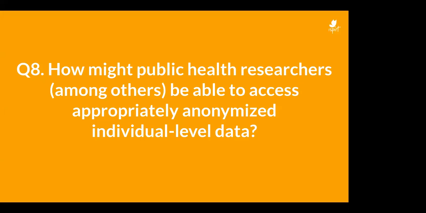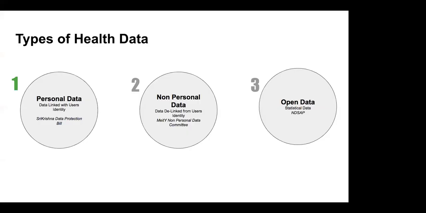The next question was, how might public health researchers and others be able to access appropriately anonymized individual level data? And there are two ways to this. Currently what we've spoken about is only addressing sharing of personal health records with users' consent, and that's because that data is linked with the user's identity. So the framework does not cover non-personal data or any information delinked from the user's identity. And for that, there is a non-personal data committee that has been put together, and whenever that report comes out, one could take a look at it for answers to questions of access to anonymized data.